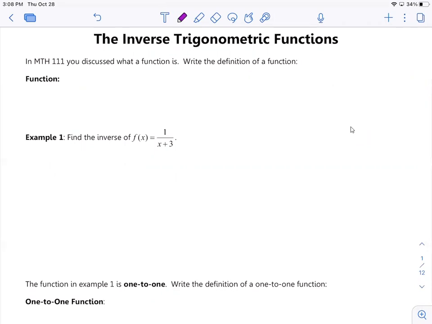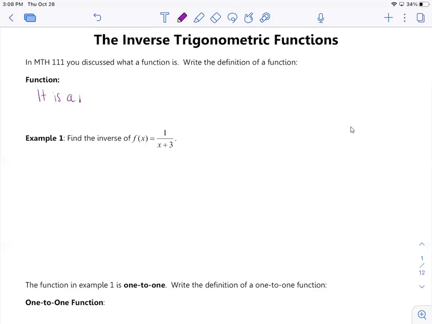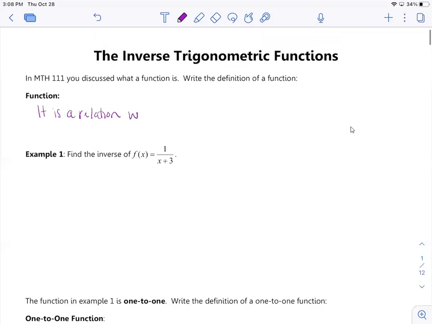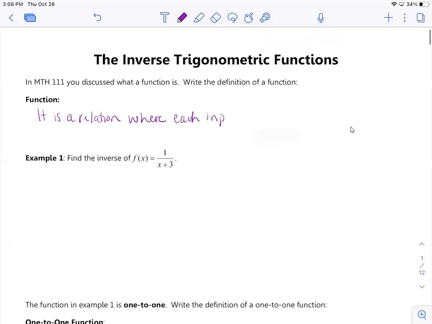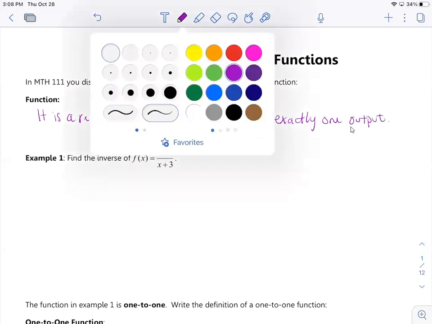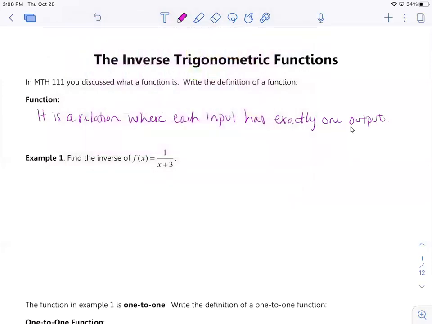The formal definition for a function is it is a relation where each input has exactly one output. Something you probably were taught, another way to say this is no x is repeated.